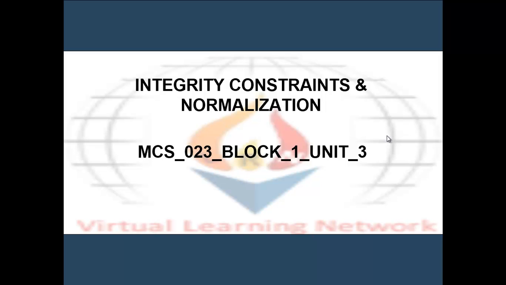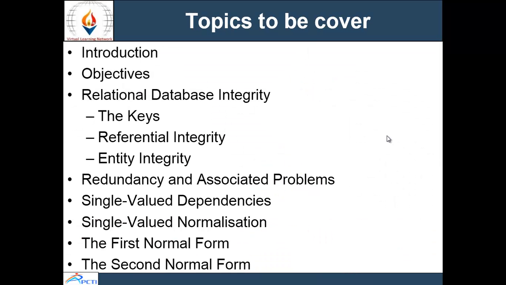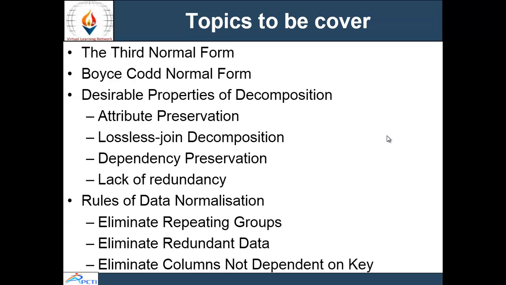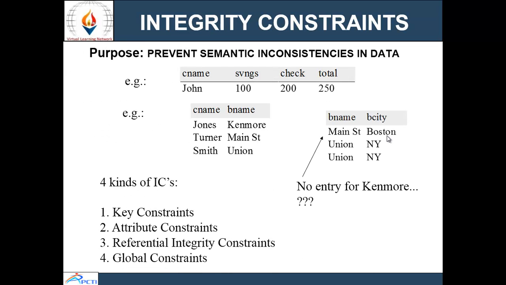In this session, we will discuss integrity constraints and the normalization process. The topics to be covered under this section are the different database integrities, relational database integrities, and then redundancy and associated problems with redundancies, and different single value dependencies, normalization and different forms of normalization.